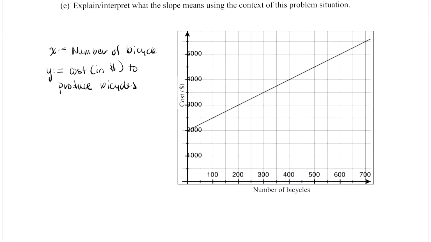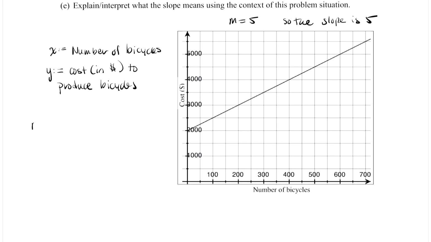Part E, explain, that is, interpret what the slope means using the context of the problem for this situation. So if you recall, we found that m equals 5. So the slope is 5. And for our first part of this problem, we labeled x as the number of bicycles and y is the cost to produce those bicycles.